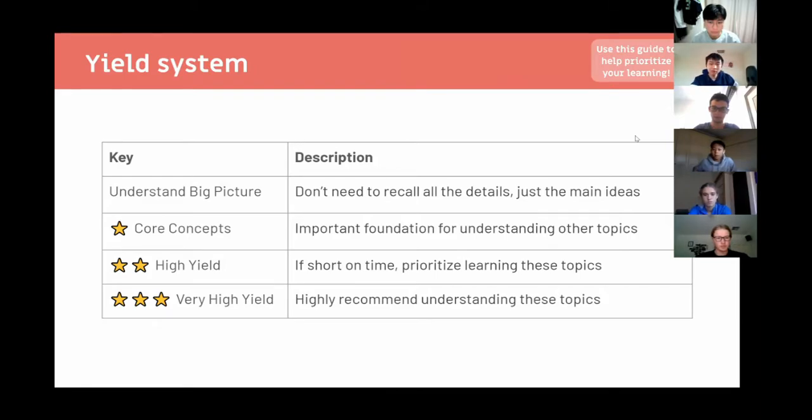So before we go into the content, we've introduced a bit of a yield system to help you prioritize your learning. Because there is a lot to get through, certain topics are more important than others. Sometimes you just need to understand the big picture, so you don't need to know all the details, just the main ideas. Other times, topics could be very high yield, so we definitely recommend you focus on those if you're short on time. Throughout, we've labeled each slide, and it'll give you a better idea of it.